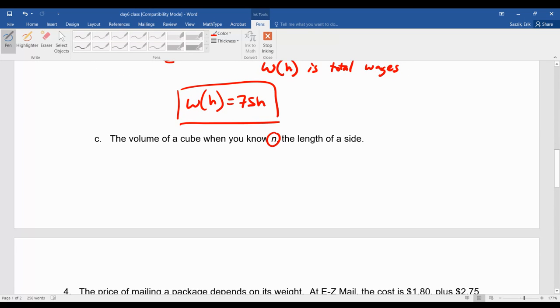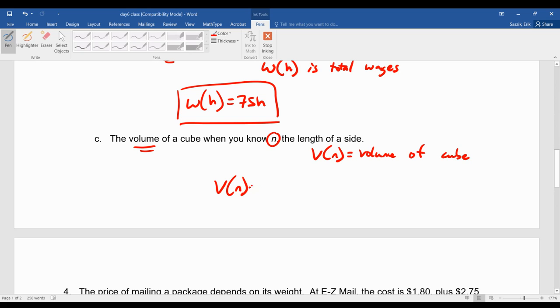Now, there's the first variable. We're asked to write a function rule for volume. So V of n is, so n is the side length. V of n is the volume of the cube.